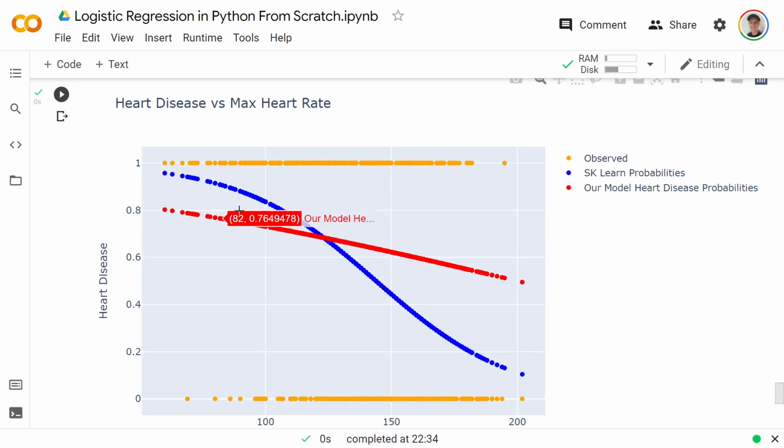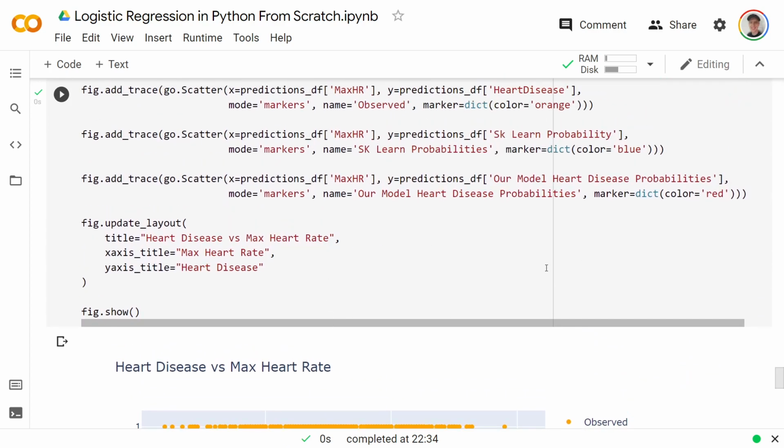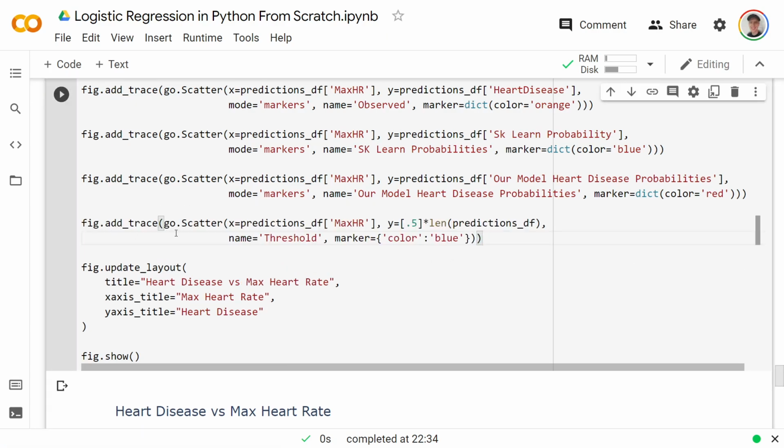There you go. So our model heart disease probabilities, there's that curve right there. It even almost looks like a line. It doesn't look great. There's sklearn probabilities. And just for fun, I want to show you a threshold value. I'm just going to copy this in because I think this will work as is. So fig.add_trace go.Scatter, where x is the predictions df max hr. It doesn't actually really matter, the x here. The y is just 0.5 over and over again. So it's only going to be 0.5, the length, just to match this length.